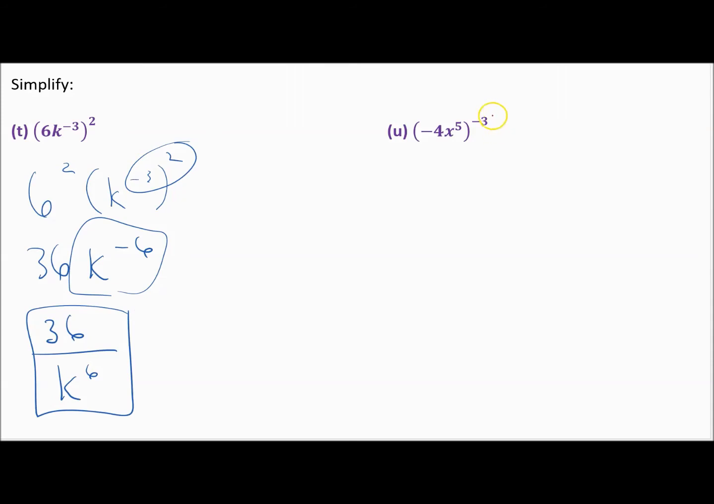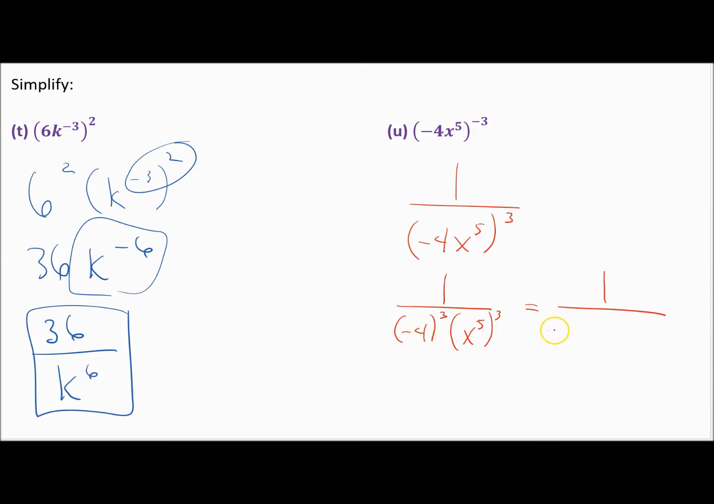Okay, now here I have a negative exponent. So I could apply that negative 3 to all of these, but it might be easier to go ahead and make that negative exponent positive. So that'd be 1 over negative 4x to the 5th, to the 3rd. Okay. Now that third exponent applies to the negative 4 and to the x to the 5th. So that'd be 1 over negative 4 to the 3rd times x to the 5th to the 3rd. Going to work to the right. That'd be 1 over, the negative 4 to the 3rd is negative 4 times negative 4 times negative 4. That's going to be negative 64. And then x to the 5th to the 3rd, you multiply to get x to the 15th.